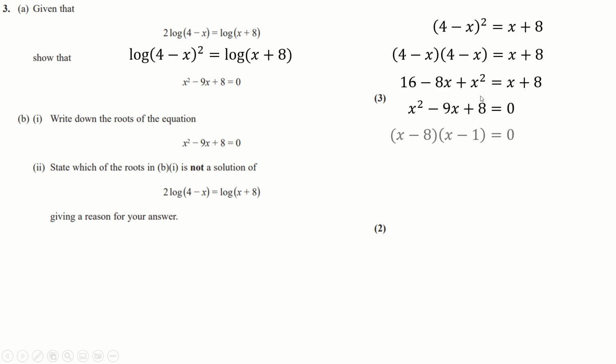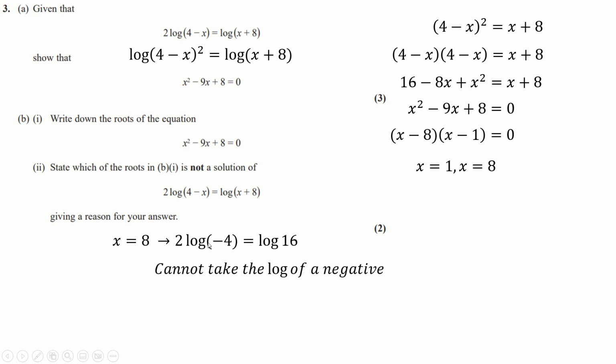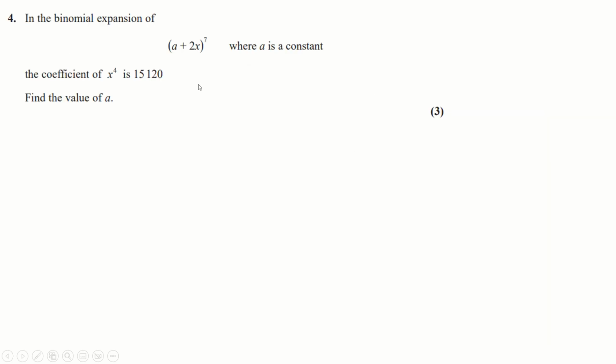This factorizes. You could, of course, just shove it straight in the calculator and get these, but otherwise, you get these 2 responses here. Now, 8, if we put it in here, makes 2 log of minus 4. And you can't take the log of a negative. Logs can be negative, but you can't take the log of a negative. And so the only solution here is going to be x equals 1, and x equals 8 is not one of the solutions. Good.